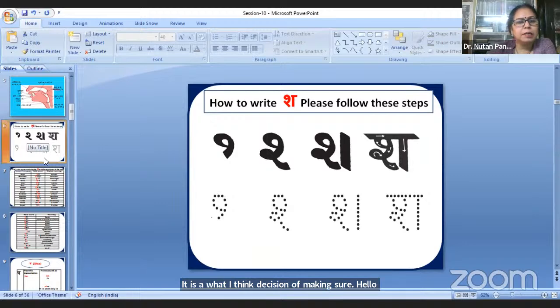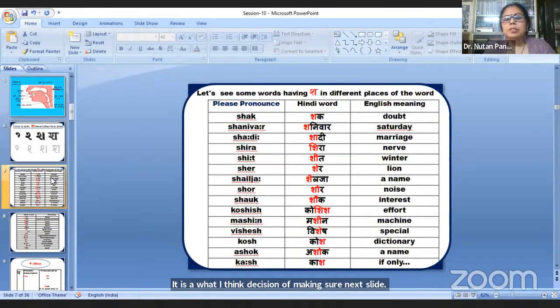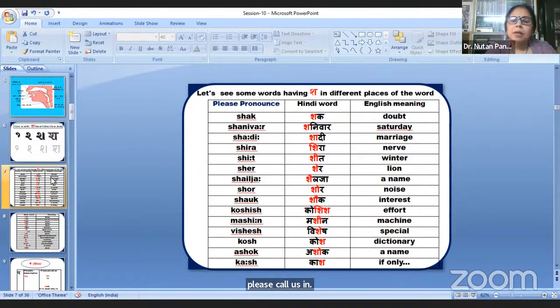We will come to the next slide. It is our pronunciation slide. I have made 3 columns in my table. First is phonetic transcription. Second one is the Hindi word, how we will write it. And the third one is its English meaning. First you will listen to me and then we will pronounce together. Okay?